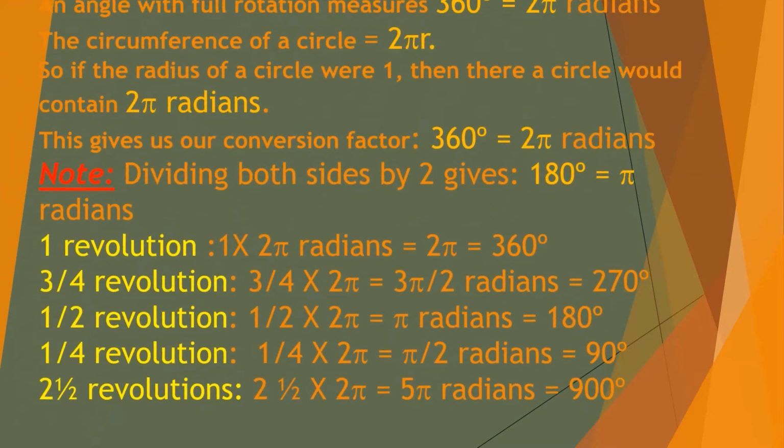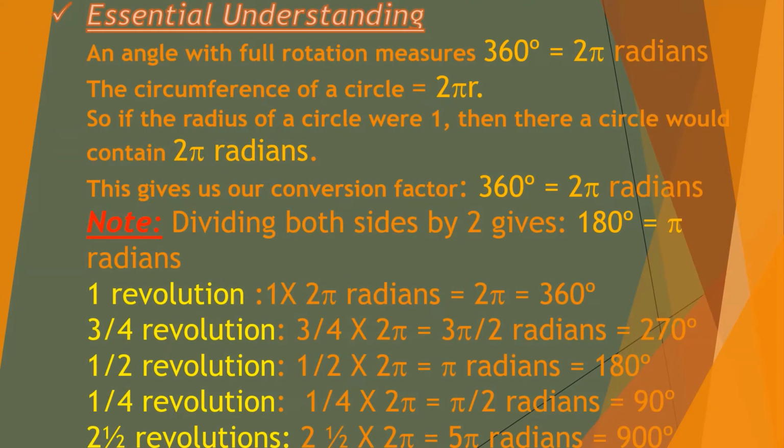Let's see some important facts about conversion factors. An angle with full rotation measures 360 degrees, which is the same as 2 pi radians. In fact, the circumference of a circle is 2 pi r. So if the radius of a circle were 1 unit, then a circle would contain 2 pi radians, which means 2 pi times 1 will give you 2 pi radians. This gives us our conversion factors. 360 degrees is equal to 2 pi radians. Notice that dividing both sides by 2 gives 180 degrees, which is equal to pi.